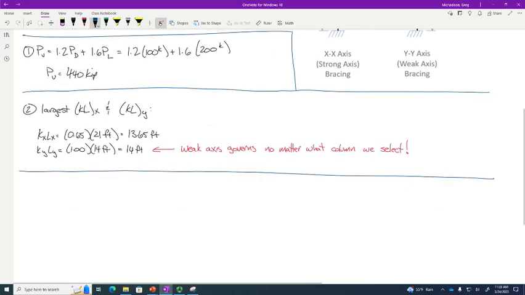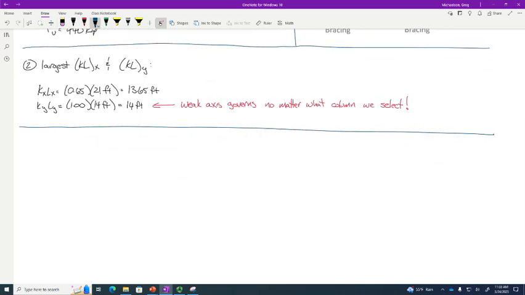Here's what we're going to do, and we're going to do a lot of page flipping today. We're going to select trial shapes. Because the weak axis governs, the actual column selection is going to be really easy, but we're going to take our time with it.